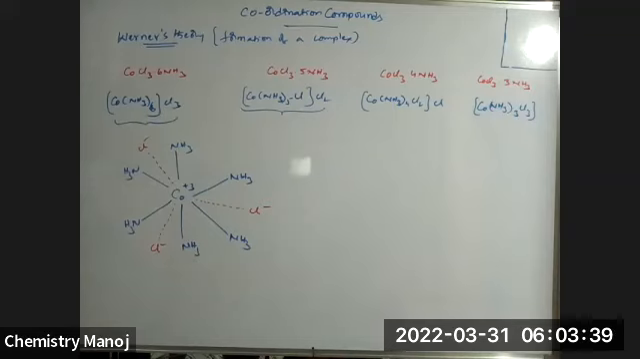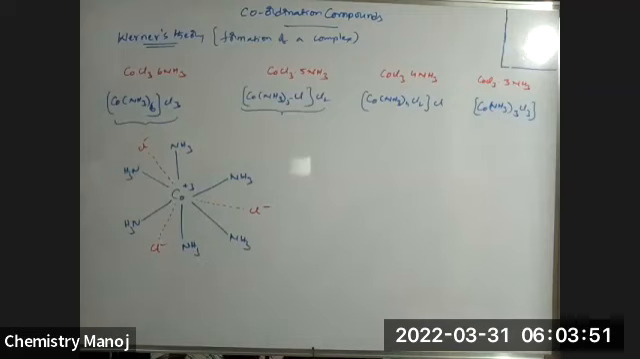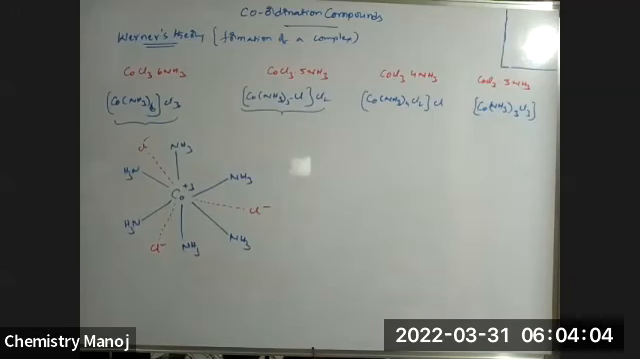How many solid lines are there around cobalt plus 3? 6. That is the coordination number. Coordination number is equal to 6. How many dotted lines are there? 3. That is the primary valency. Solid lines are secondary valency. Dotted lines are primary valency.